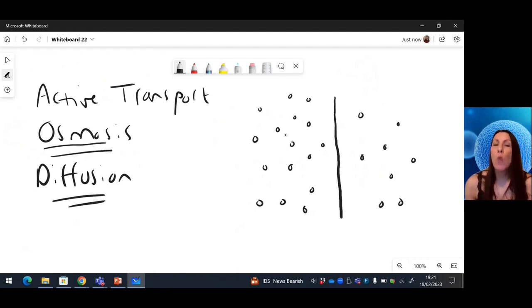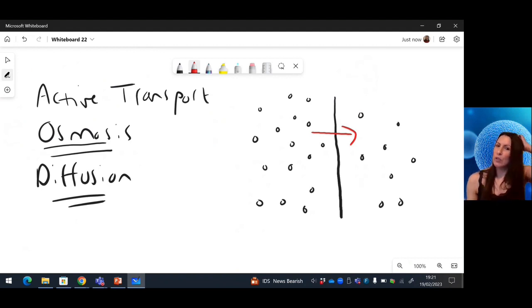So the movement of water molecules from an area of high concentration to an area of low concentration down a concentration gradient. So there's a higher concentration of water on this left-hand side here. So molecules will naturally want to move to where there is a lower concentration of water and eventually equalize, balance out, create equilibrium. So when we are talking about the movement of water molecules, we're talking about osmosis. If we're talking about the movement of any other molecule, we can use the word diffusion.